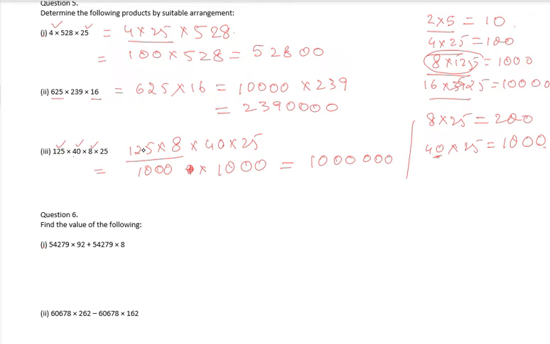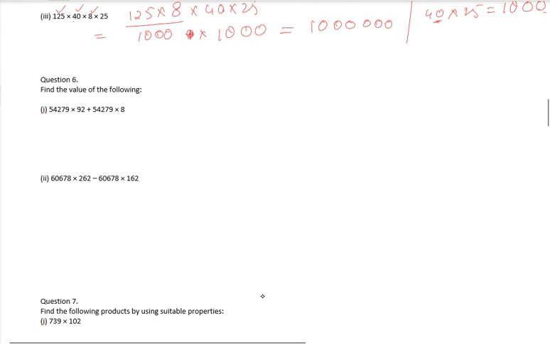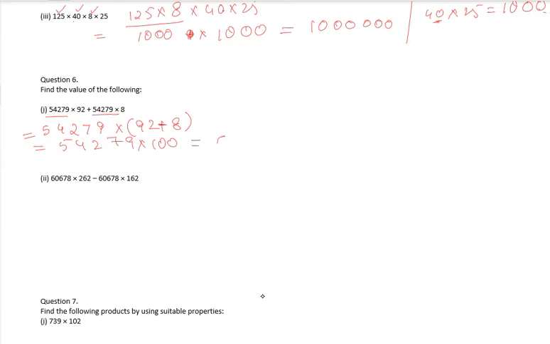Then the next question is find the value of the following using, they have not given, but the property has to be used here. And if you see, there is a repetition of this number 54,279, so distributive property has to be used. So 54,279 multiplied by 92 plus 8, which is 100. So the product with 100 is very easy. So we just need to add two zeros after 54,279.